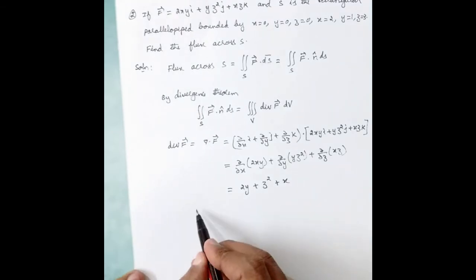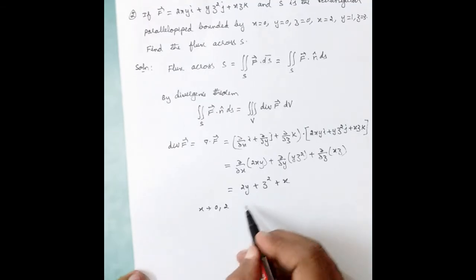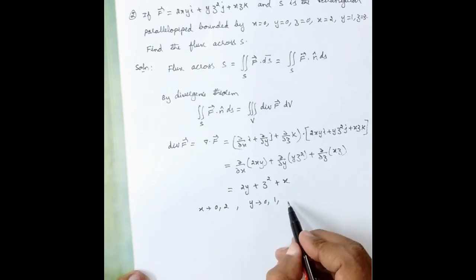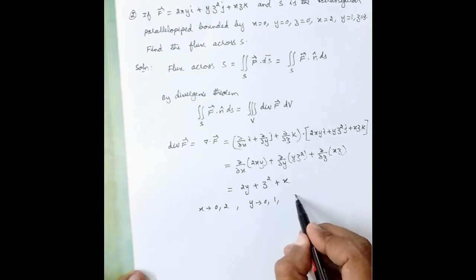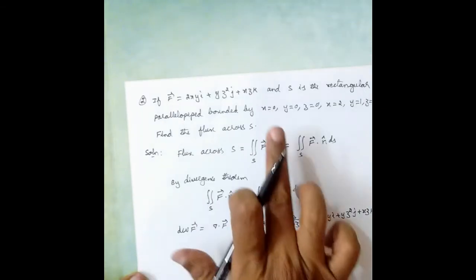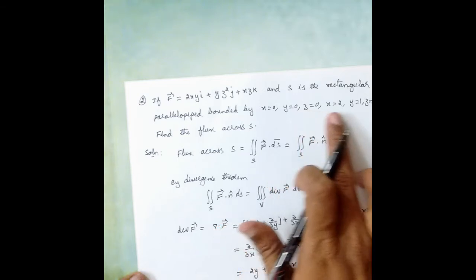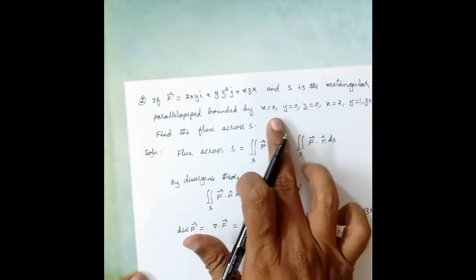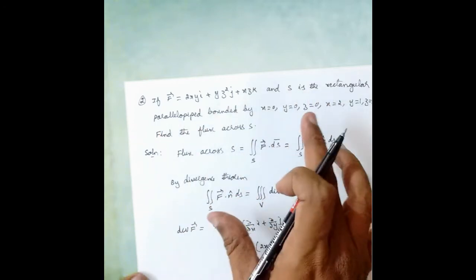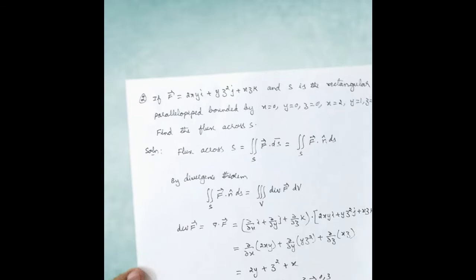The range for the values is already given in the question. x is ranging from 0 to 2. y is ranging from 0 to 1. Then z is ranging from 0 to 3. You can just see over here, x is ranging from 0 to 2, y is 0 to 1, z is given as 0 to 3. That is the boundaries for the rectangular parallelepiped. So if you want, you can just draw the rectangular parallelepiped, or you can just solve the problem without drawing it.